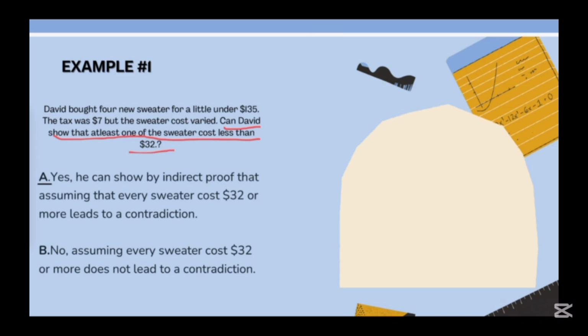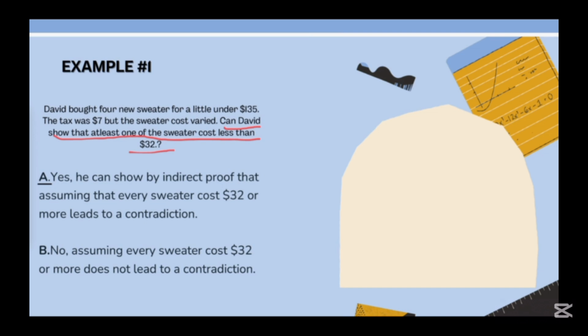This contradicts the given info that the amount spent is more than 135. So that assumption that their items cost 32 or less than 32 must be incorrect. Therefore, at least one of the items or each item cost less than 32.